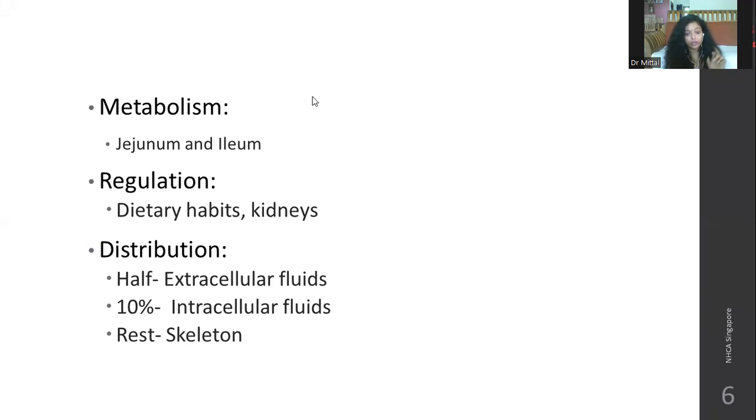Okay, if you remember the range, 3,000 to 6,000 milligram of sodium on a daily basis you have to consume. So 10% of that is found in your intracellular fluid. And the remaining part is found in the skeletal system, your teeth, your bones, etc. Okay, not few, it is a much bigger part.